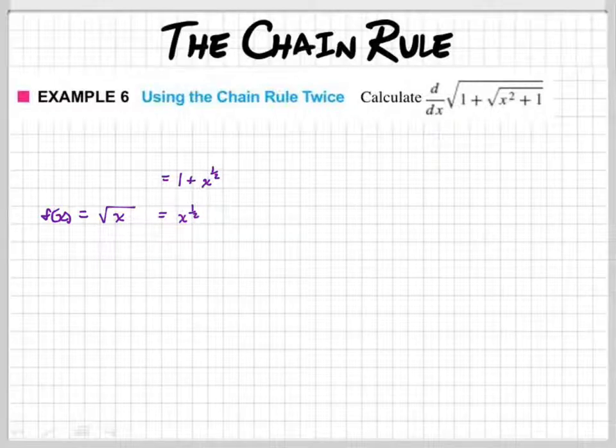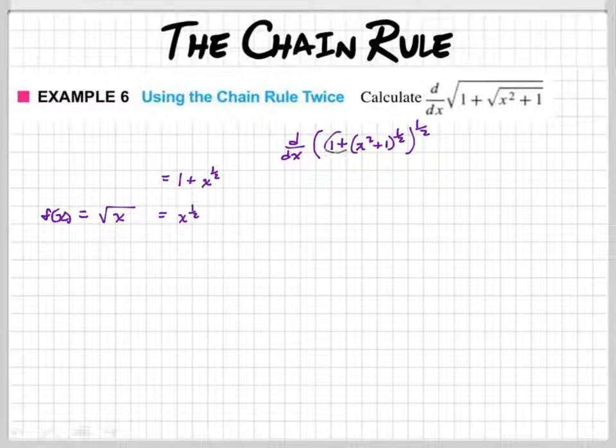Okay, so let's see. We're going to take the derivative of 1 plus x squared plus 1 raised to the 1/2 power, which is also being raised to the 1/2 power after we add the 1 to it. If I take the derivative of that, I look at it in steps. I do this one first, then this one second, and then this one last, because each of those 1/2s kind of represents a function.